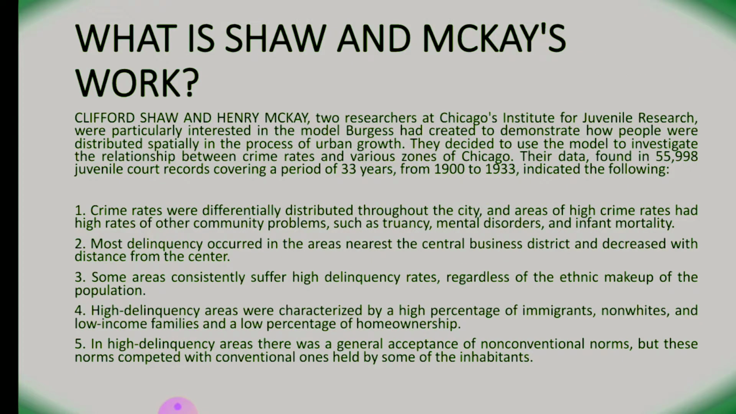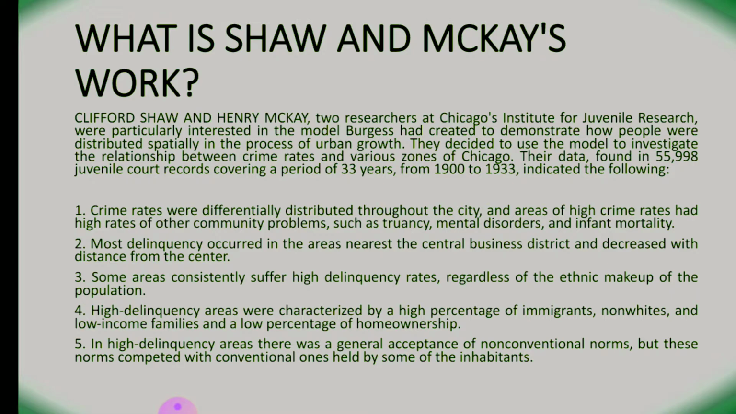What is Shaw and McKay's work? Clifford Shaw and Henry McKay, two researchers at Chicago's Institute for Juvenile Research, were particularly interested in the model Burgess had created to demonstrate how people were distributed spatially in the process of urban growth. They decided to use the model to investigate the relationship between crime rates and various zones of Chicago.